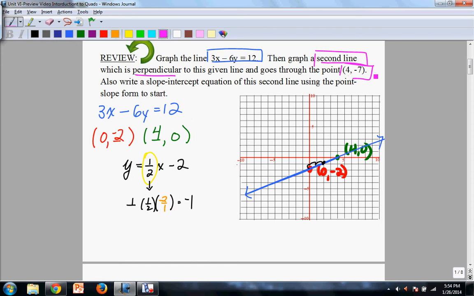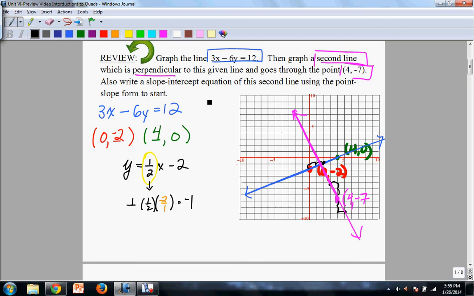So for our second line, we plot the point (4, -7), which is right here. And our perpendicular slope is going to be a negative line, so I go down 2/1 this way, or up 2/1 this way. And we can see there is our line.